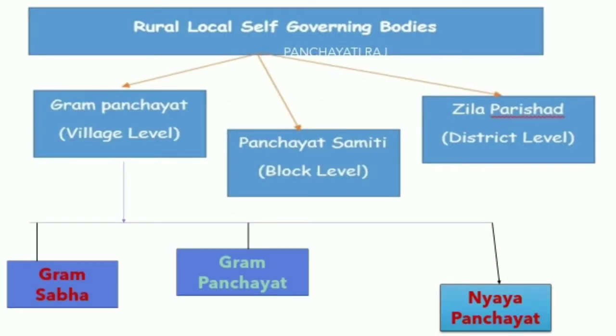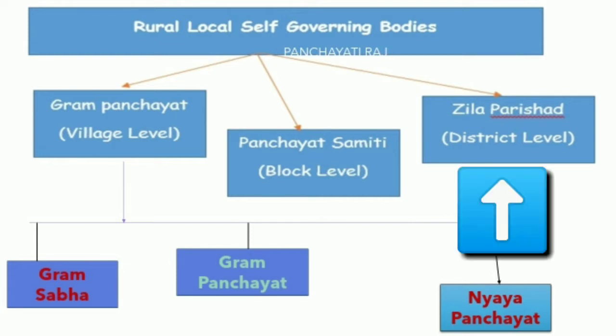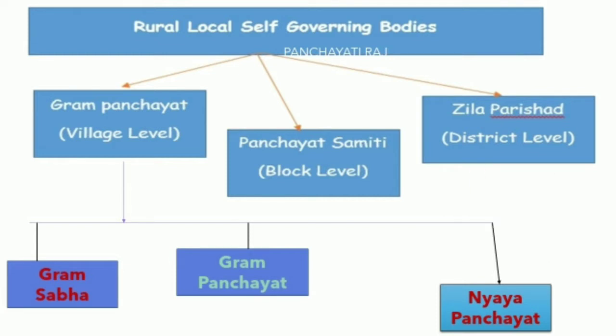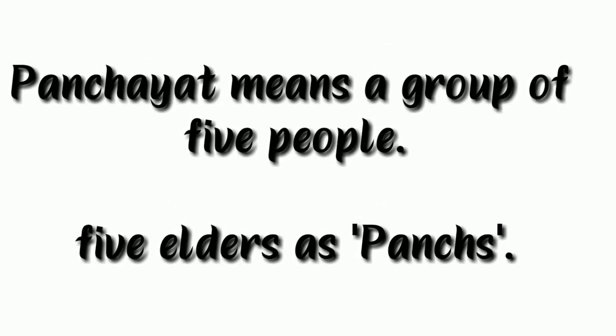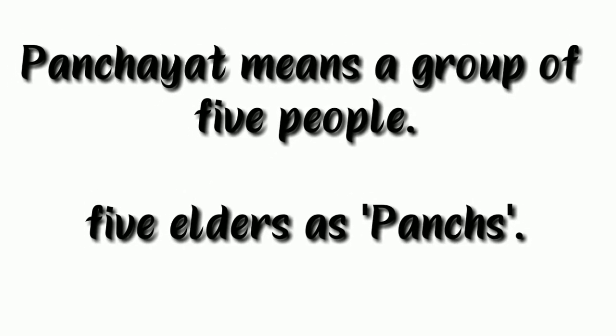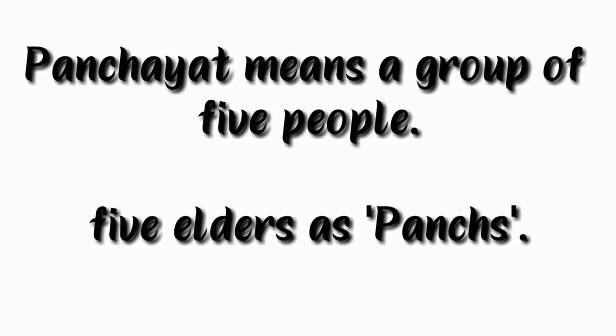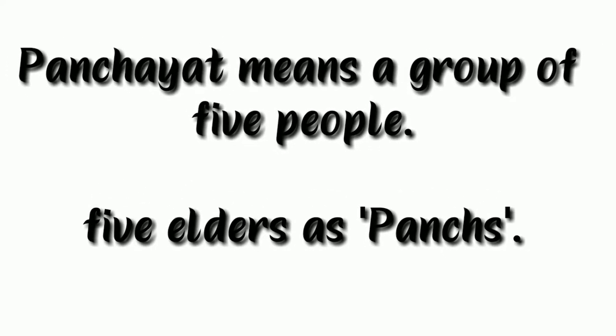You can see the structure of rural local self-government or Panchayati Raj. At the village level, it is Gram Panchayat, and at block level, Panchayat Samiti, and at district level, Zilla Parishad. Again, Gram Panchayat is divided into Gramsabha, Gram Panchayat, and Panchayat. The Panchayat system is very old in India. The word Panchayat means a group of 5 people. It was customary that the villagers elect a group of 5 elders as Panch.